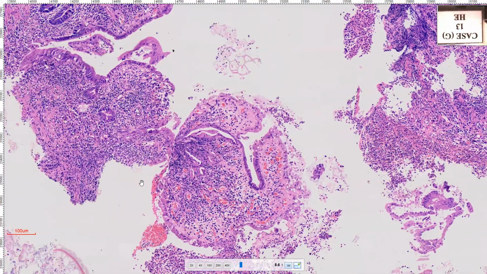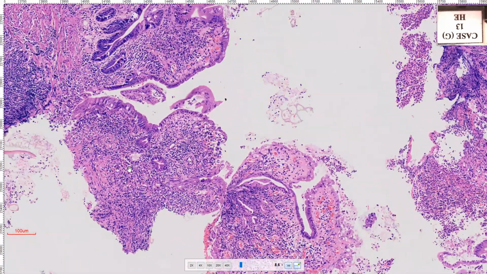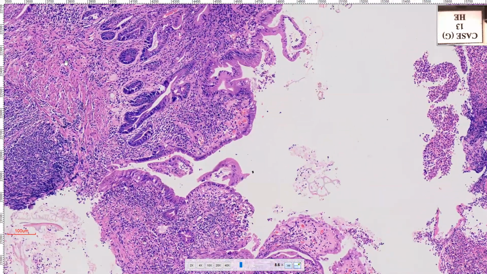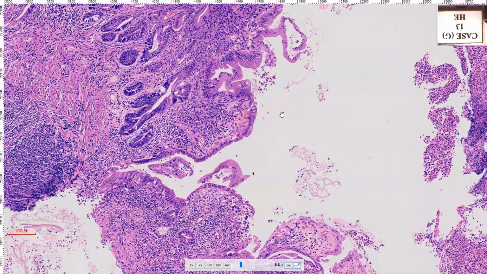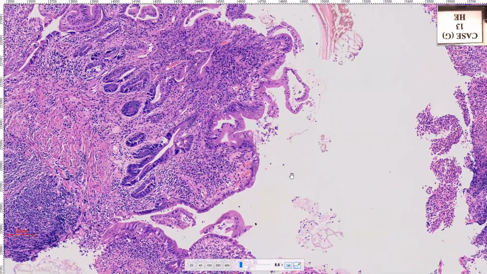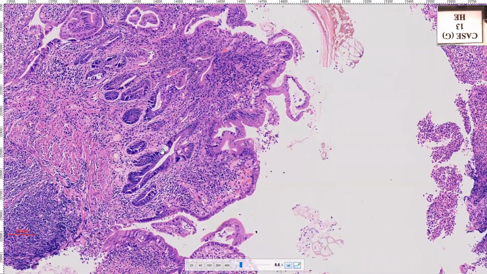Now, if there is no activity and you are only finding features of chronicity, so suppose there is crypt architectural distortion, there is basal plasmacytosis, but you are not seeing an increase in intraepithelial polymorphs, or there are no foci of cryptitis or crypt abscess, then you say that there are no features of activity and it is a grade 0 or grade 1 by the Nancy classification. So that is how you approach a case of chronic active colitis.